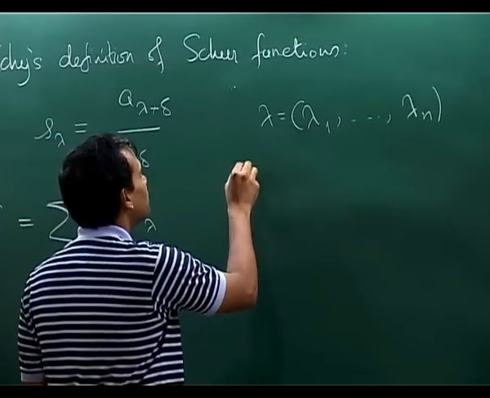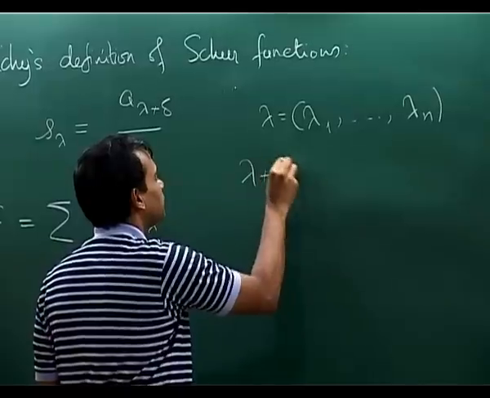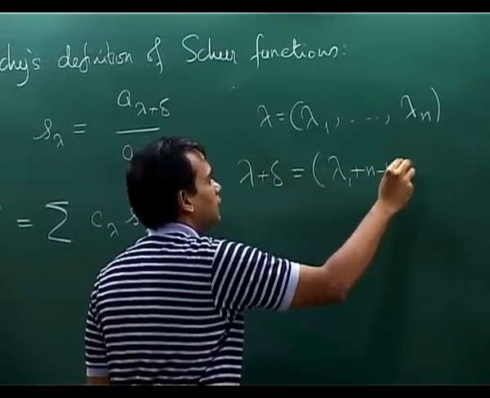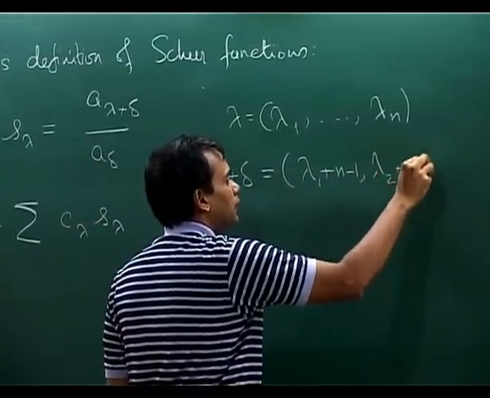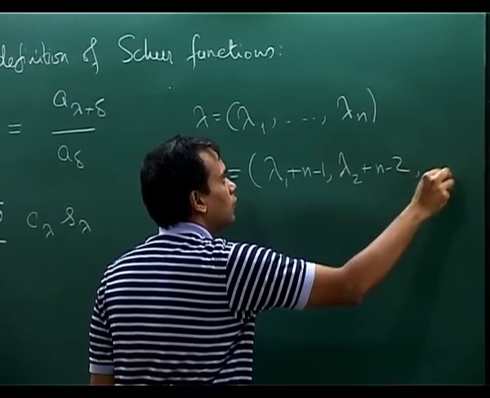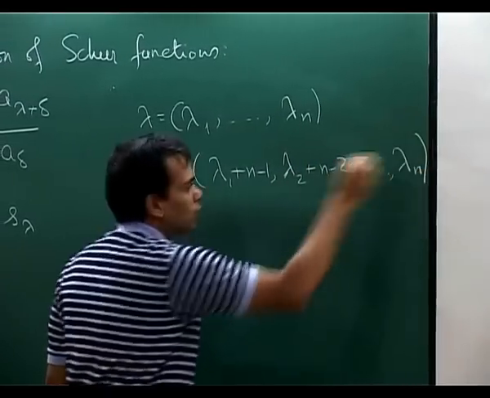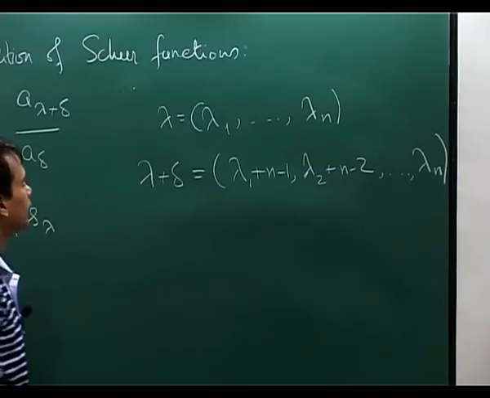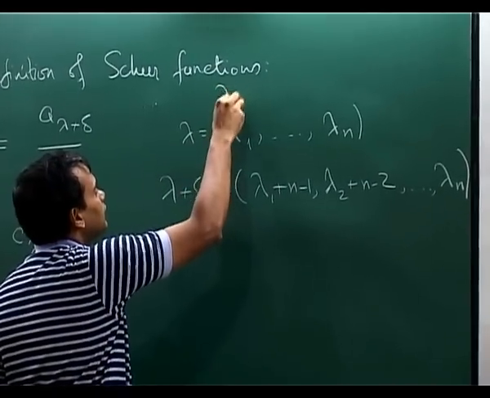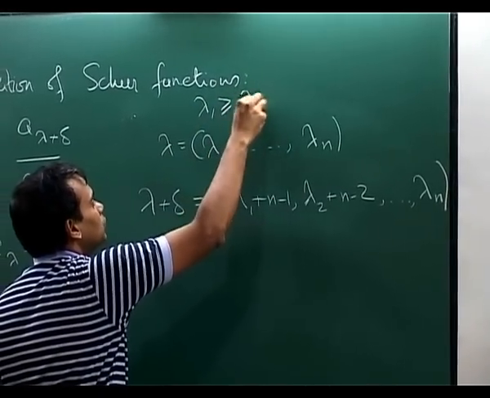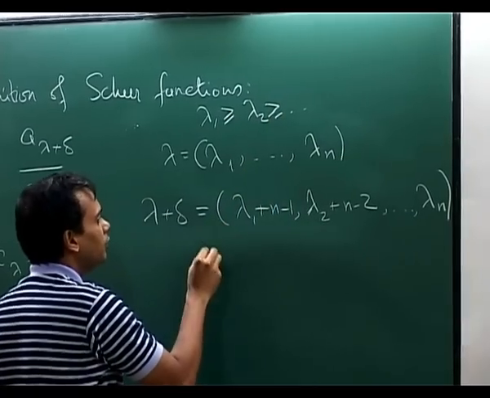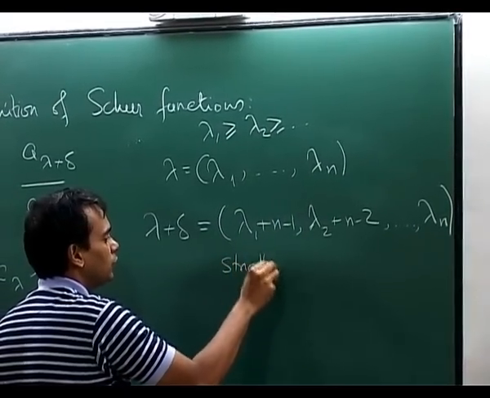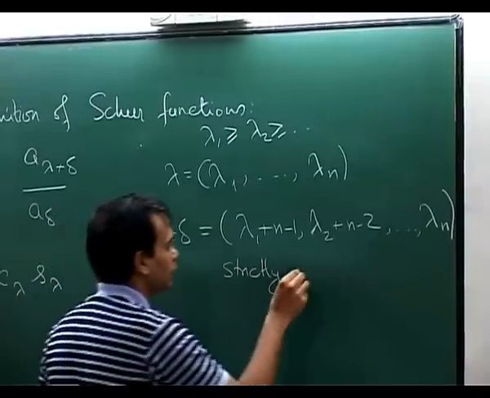And lambda plus delta, therefore, is lambda 1 plus n minus 1, lambda 2 plus n minus 2, all the way to lambda n plus 0. So here lambda 1 is greater than or equal to lambda 2 and so on, and here we will have that these are in strictly decreasing order, because you are adding numbers which are in strictly decreasing order.